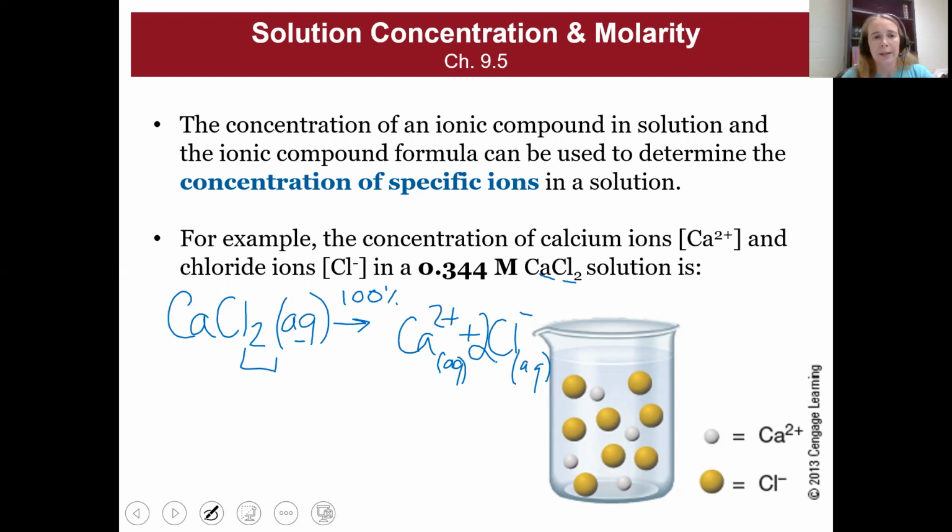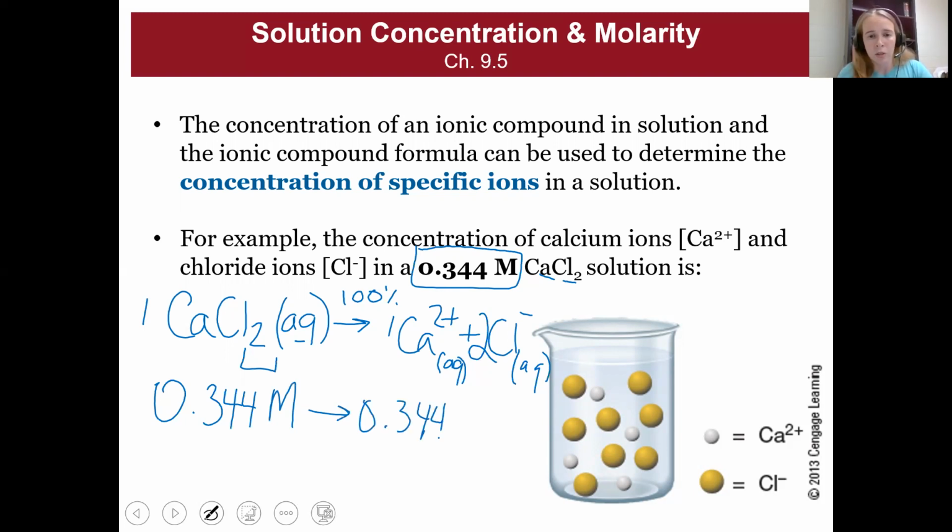So the concentration, if we have 0.344 molar, that's our concentration for calcium chloride. It's a 1-to-1 reaction with dissociation. Not really a reaction, but we're going to call it a reaction for now because we have a chemical equation. Anyway, it's a 1-to-1 dissociation. So that means we're going to end up with 0.344 molar calcium 2+.